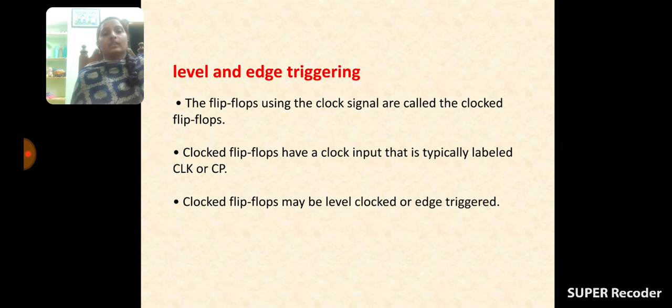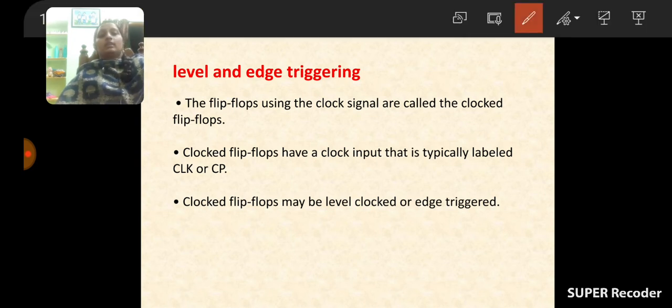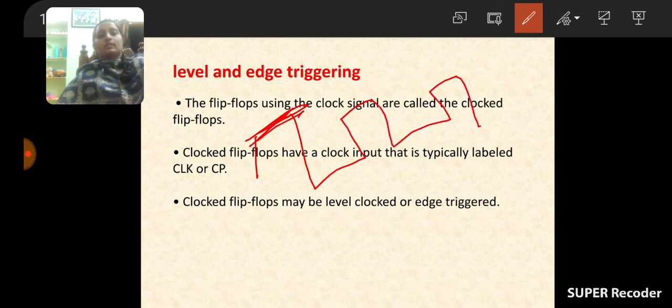And see, depending upon the positive going level and negative going level, flip-flops are classified into two types. What are the two types? One is called level triggering, other is called edge triggering. Okay, once see the clock pulse. If this is the clock pulse, this level is called positive level. Now this is called negative, and this is positive going, this is negative going.